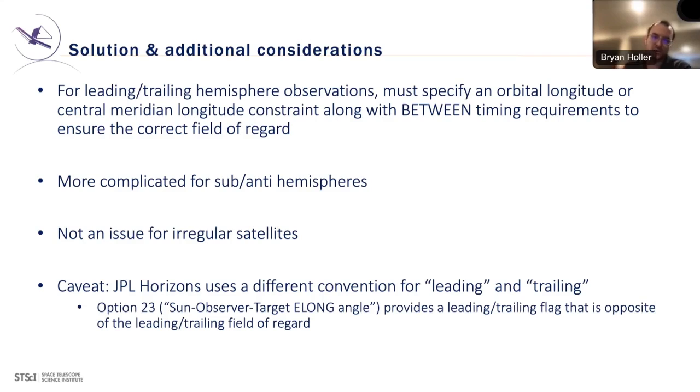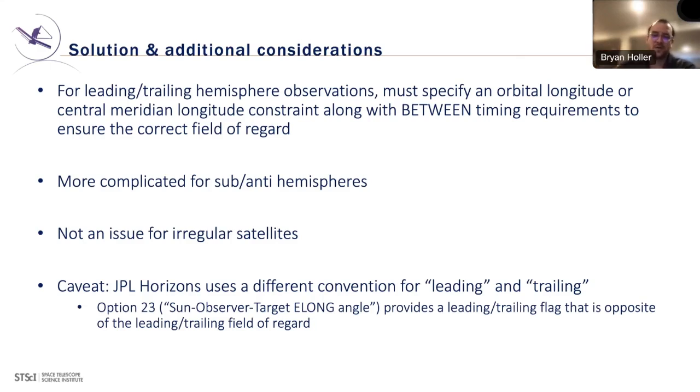This is a more complicated problem if you're looking at sub or anti-planet hemispheres. It's easy enough to specify for leading and trailing, but sub and anti is harder to specify. You really have to visualize where the target is at a given point in time. And largely, this is not an issue for regular satellites.